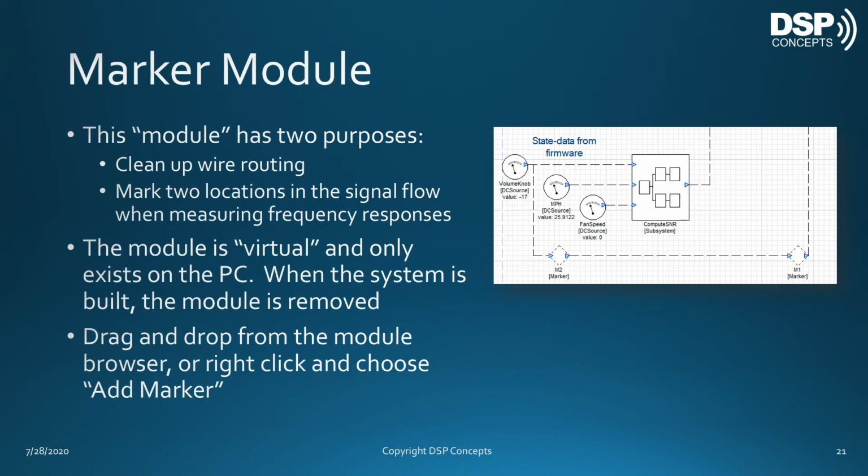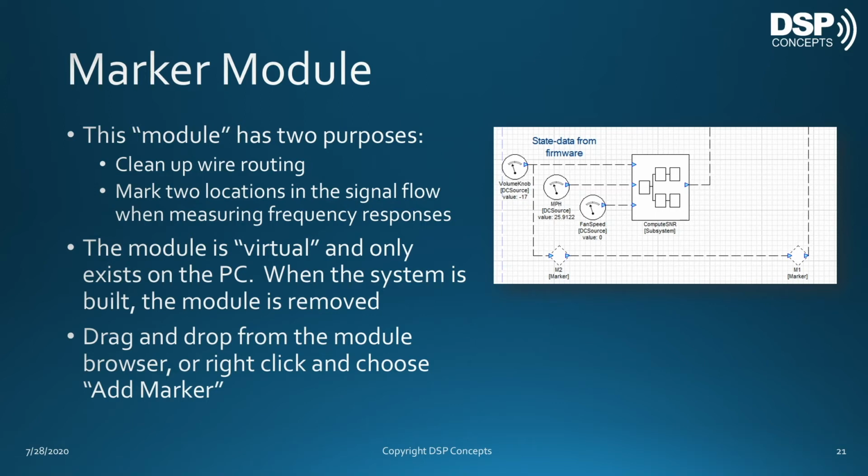So AudioWeaver doesn't have the best wire drawing algorithm, so sometimes you want to route the wire specifically around some other modules in your layout. So the marker modules allow you to do that. And we'll see later that the marker module is also used when doing frequency response measurements. So it allows you to mark two wires in the system and do a frequency response measurement between those.